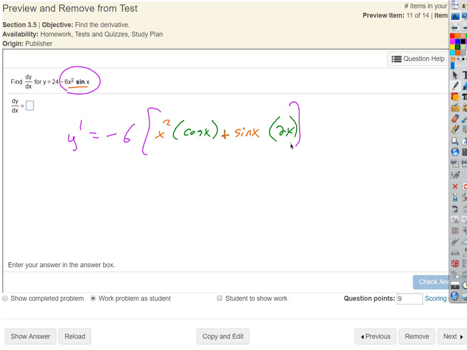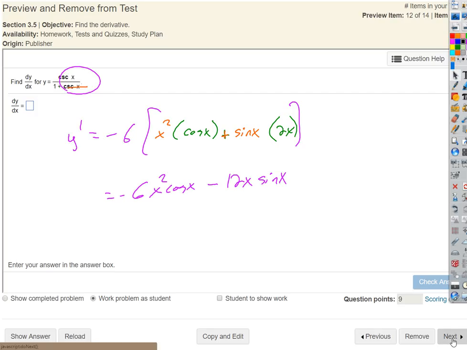Okay, and so then when we recombine all this stuff, what do we get? Well, negative 6 times, we could redistribute the negative 6 at that point if we want to. So negative 6 x squared cosine x minus 12x sine x. Okay. Does that make sense? And that's the answer. That's all they're looking for. They just want us to differentiate. Same thing here. They just want us to differentiate.